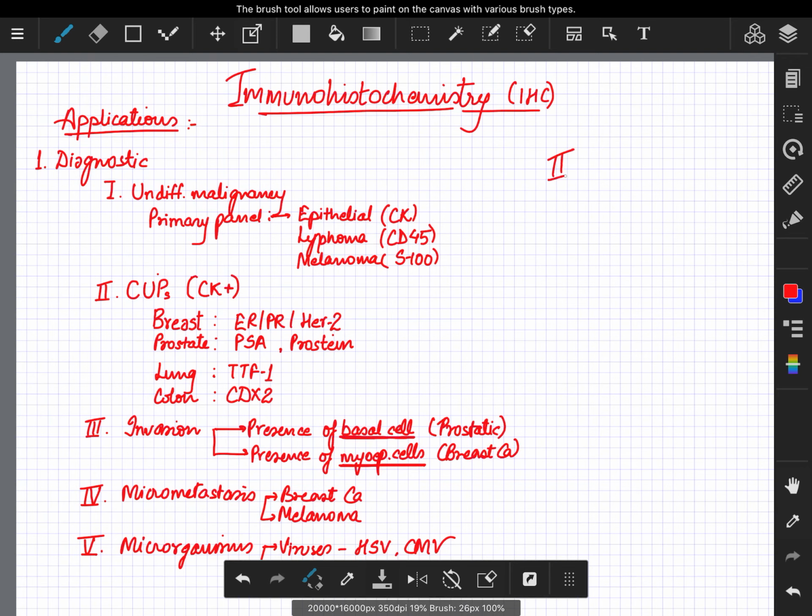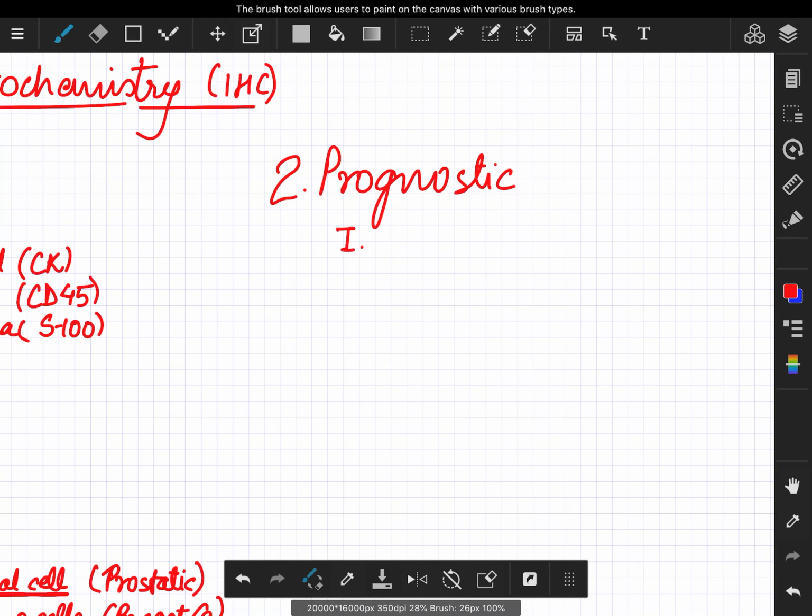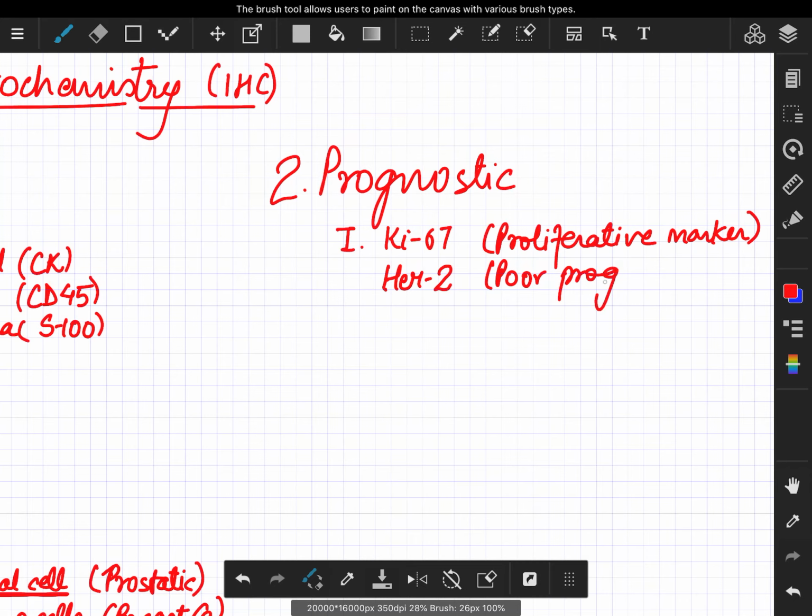Then comes the second, the prognostic use of this technique. Prognostic use is made of Ki67, a proliferation marker, to determine whether the tumor has a high proliferative index or not, and others like HER2, which is a poor prognostic marker in breast carcinoma, and CD38, which is a poor marker in CLL.